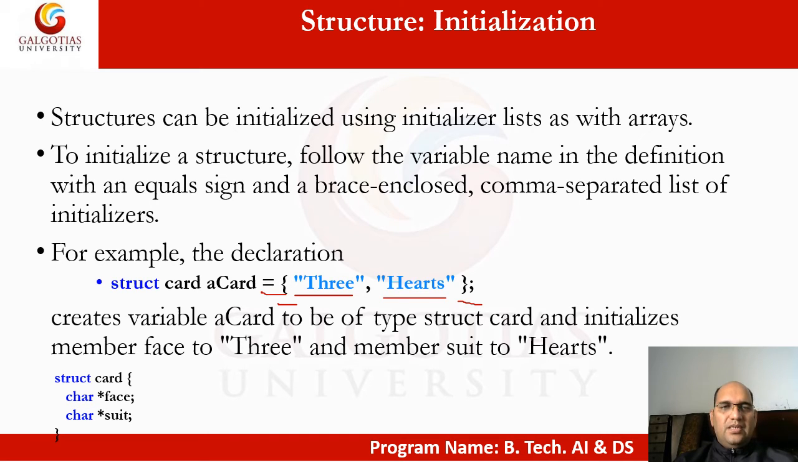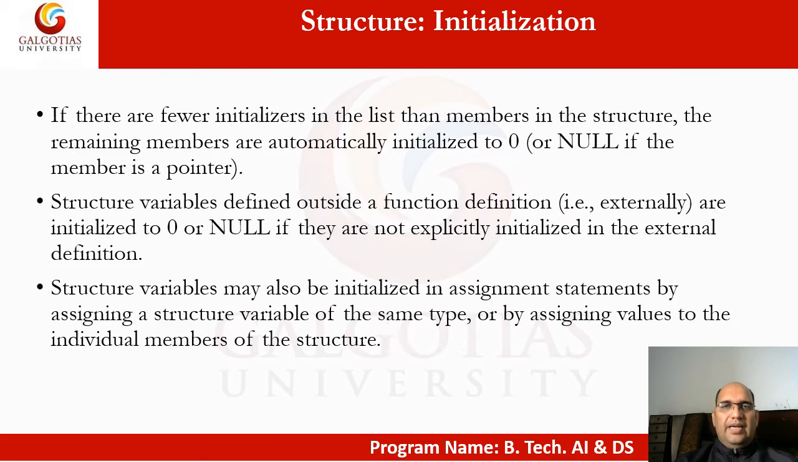As it is covered in pointers, a char pointer can be used as a string, so we are making use of that. The initial value of face will be equal to 3, and the initial value of suit will be equal to Hearts. So create a variable aCard to be of type struct card, and initialize member face to 3 and member suit to Hearts. So this is how we do the initialization.